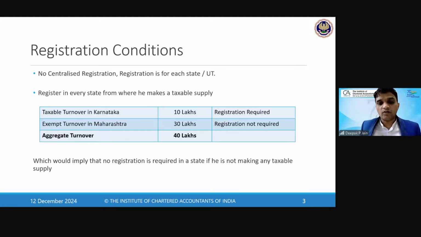Which would imply that no registration is required in a state if he is not making any taxable supply. If he is making a taxable supply, then fine. No registration is required in a state where he is not making any taxable supply. So overall aggregate turnover is crossing the threshold, but in Maharashtra he is not making any taxable supplies, so no registration is required there.